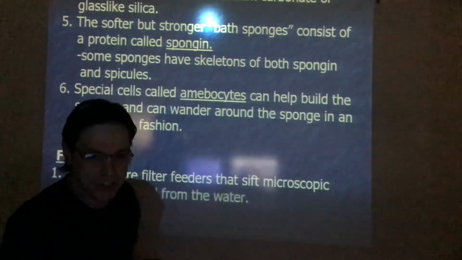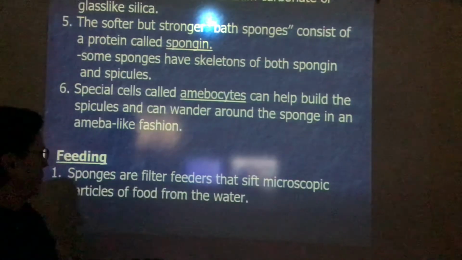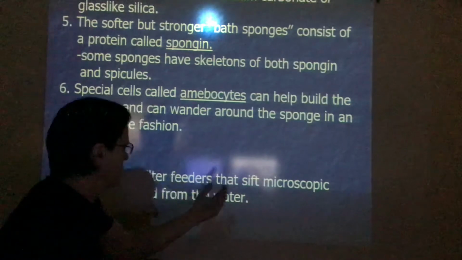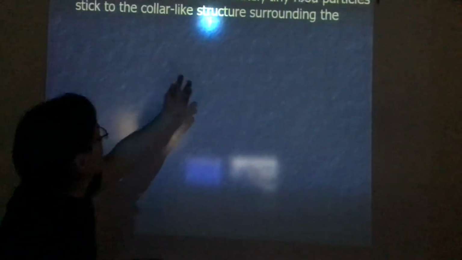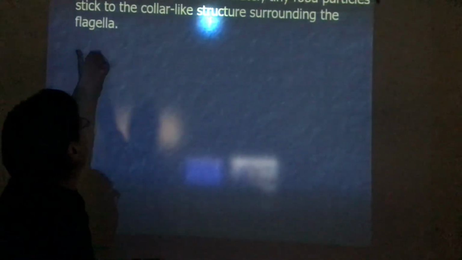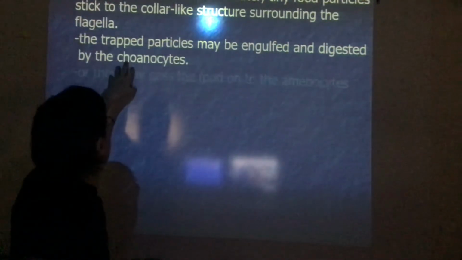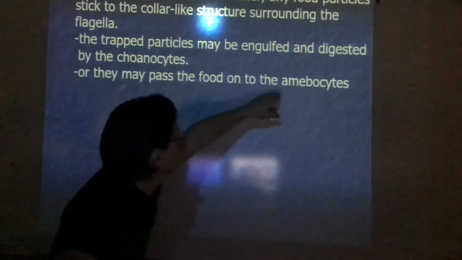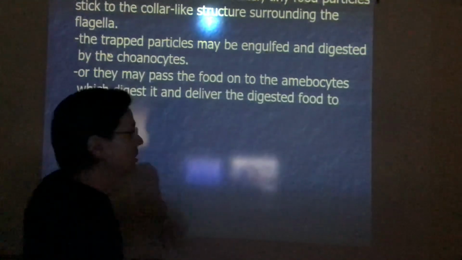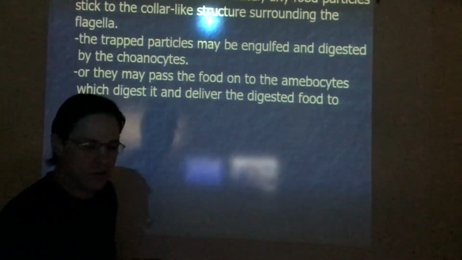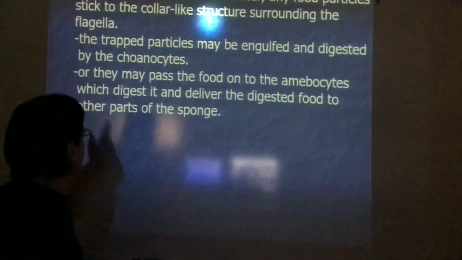Feeding, they're filter feeders. Easy one there. Sponges are filter feeders that sift microscopic particles. They don't have any teeth, don't have any chew, so as it comes in, it's absorbed. Like I said, as the choanocytes draw the water and the tiny food particles in, they stick to the collar cells and the flagella, and at that point they become trapped. Then the amoebocytes come along, and they pass the food on. So the collar cells are like the loading dock guys that drop it off. The amoebocytes pick it up, take it into the store, use what they need, and deliver it to all the parts of the cell.